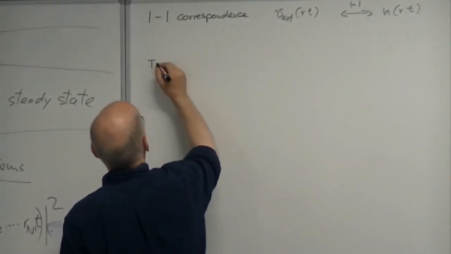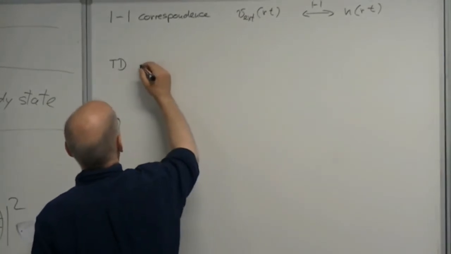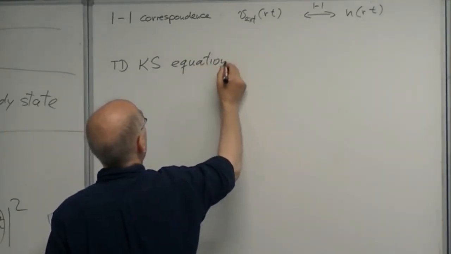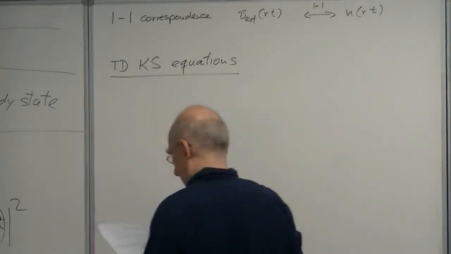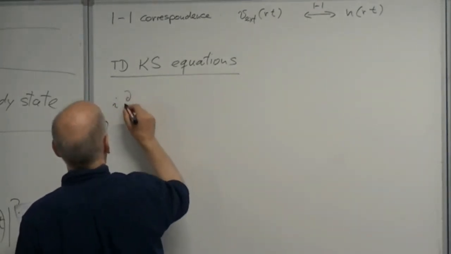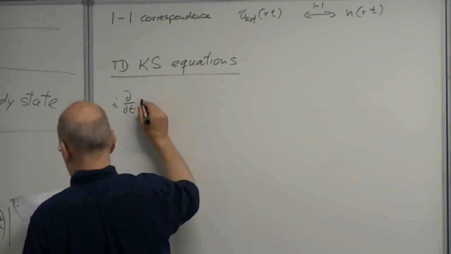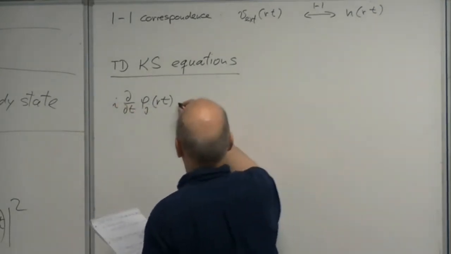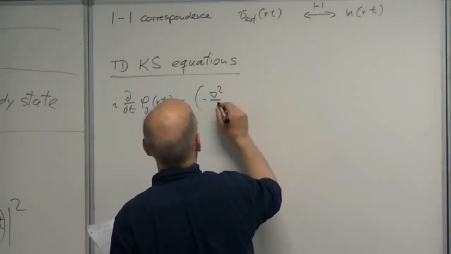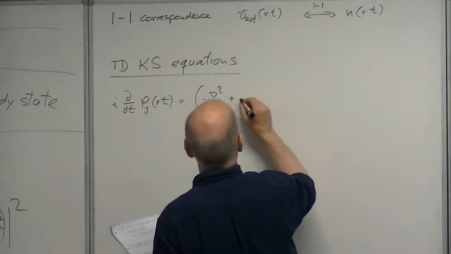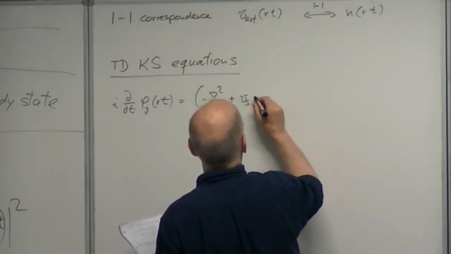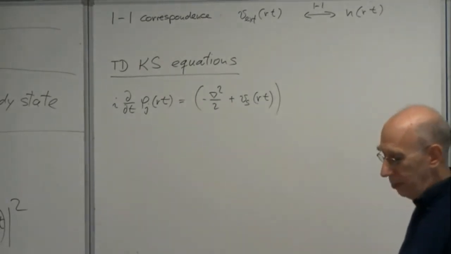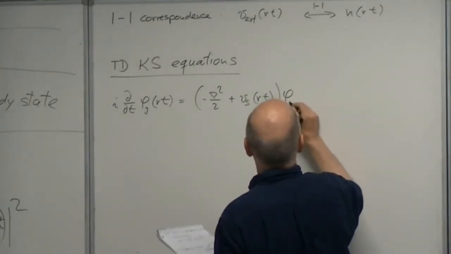And then the analog of the Kohn-Sham equations. They look like this: i d/dt φ_j(r,t) = (−∇²/2 + v_s(r,t)) φ_j(r,t), where v_s(r,t) we call the time-dependent Kohn-Sham potential.